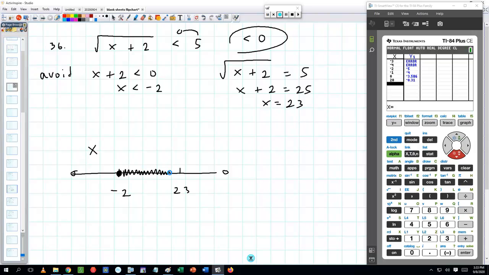Just like the last problem, it looks like. How about 23? 23 returns 0. 0 is not less than 0. Open. Continue with this shading. Something to the right, something to the right, and all those values will be positive. You will avoid that region also, or you won't shade it. Negative 2 with a bracket because of the closed, 23 with the parentheses because of the open circle.